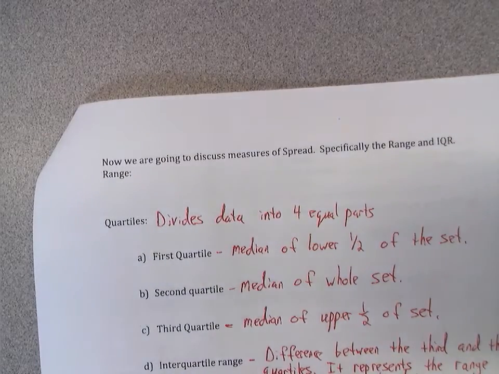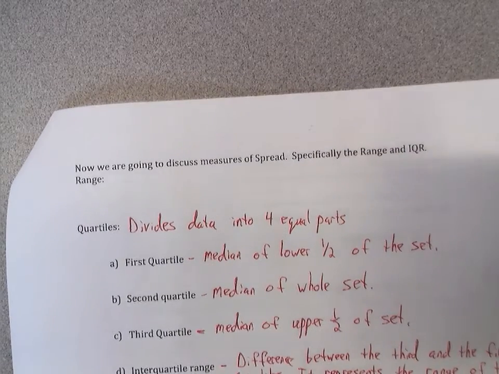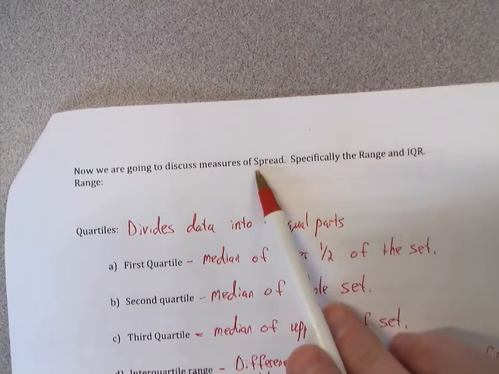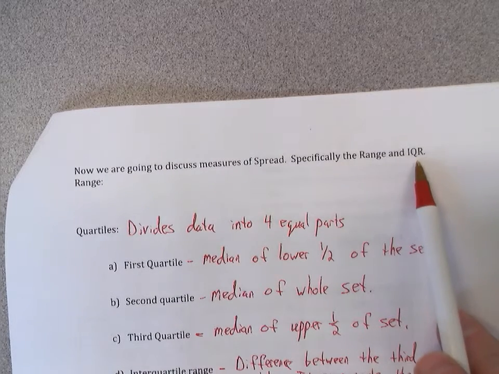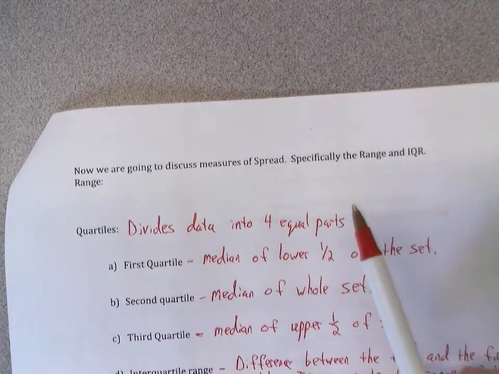All right, welcome back. This is part 2 of lesson 8.3. Now we're going to discuss measures of spread, specifically the range and IQR, which stands for interquartile range. Range is the difference between the biggest and smallest numbers.